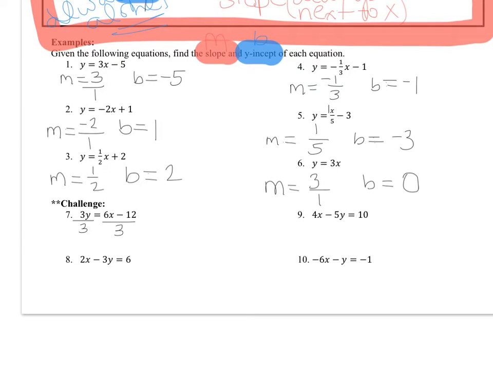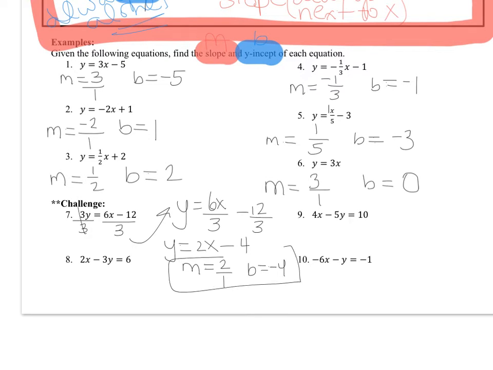So remember when we started solving literal equations, we talked about splitting up our fractions. So y equals 6x over 3 minus 12/3. So now I can clean it up. 6x divided by 3 is 2x. 12 divided by 3 is 4. So m equals 2/1. B equals -4. And I'm done.